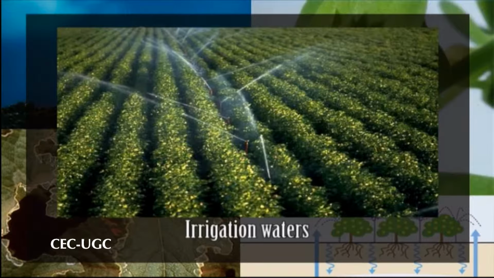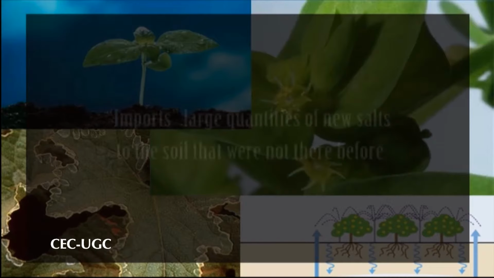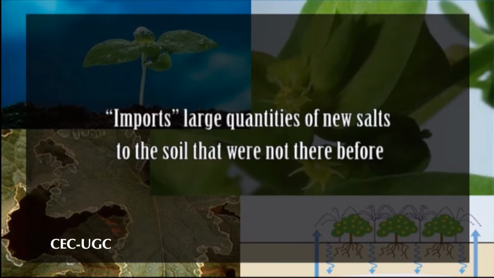Salts originate from mineral weathering, inorganic fertilizers, soil amendments, for example gypsum, composts and manures, and irrigation waters. In particular, the process of soil salinization is dramatically exacerbated and accelerated by crop irrigation. The overall effect of irrigation in the context of salinity is that it imports large quantities of new salts to the soil that were not there before.